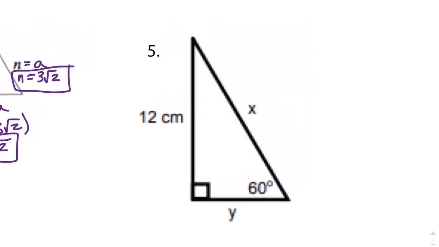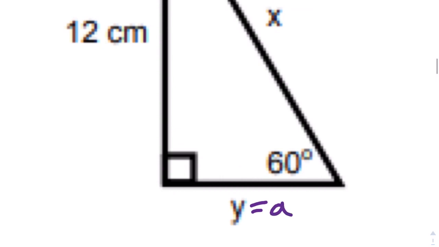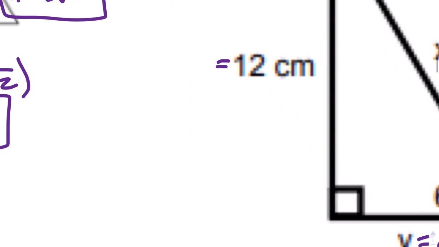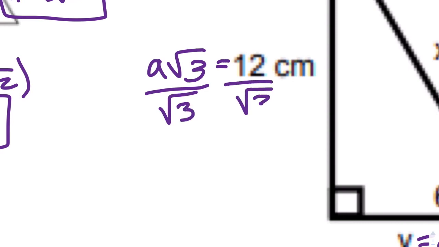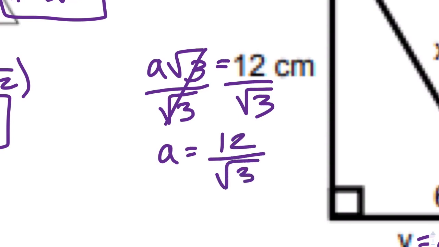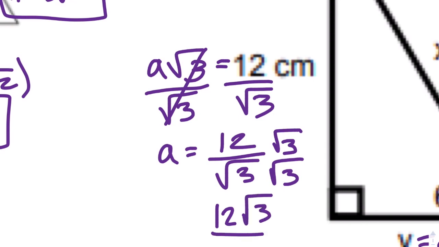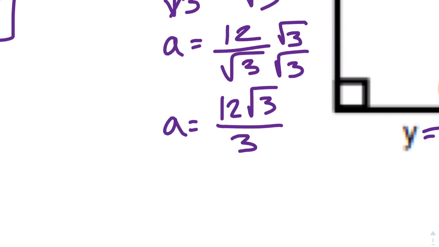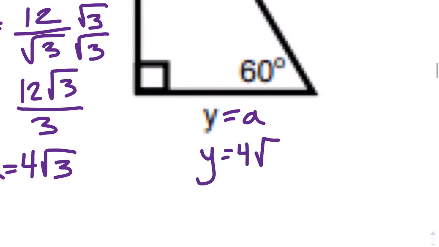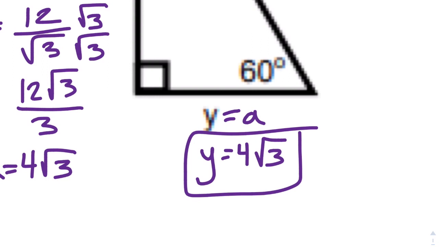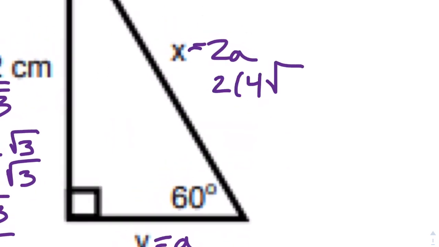Okay, last one. We are also going to start with labeling: a, 2a, a radical 3. And again, I have to solve for a first, so I'm going to divide by radical 3. This is why we did the rationalizing from before, because now we've got a denominator with the radical. I don't like that, so I'm going to rationalize. So I've got 12 radical 3 over 3. I can simplify that because 12 divided by 3 is 4. So my a is 4 radical 3, and my 2a is 8 radical 3. Done.